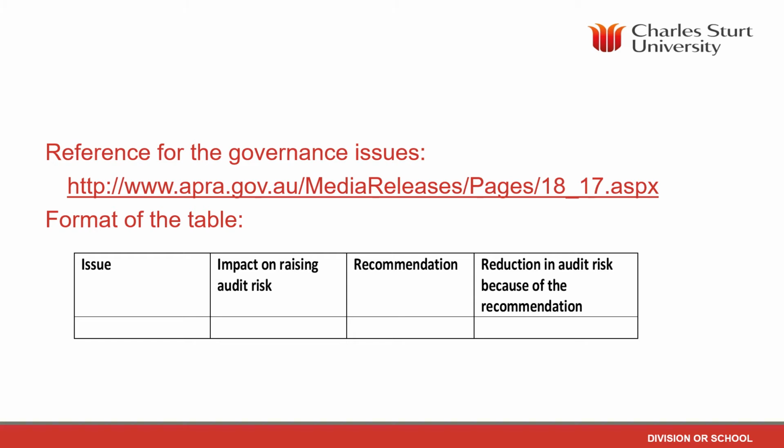And what you need to do with those governance issues is to prepare a table where you list the issues, look at the impact on audit risk from that issue, look at the recommendations and explain those, and then consider how that recommendation would impact on audit risk. And this needs to be quite clearly explained by you. So that's question 1, the report.